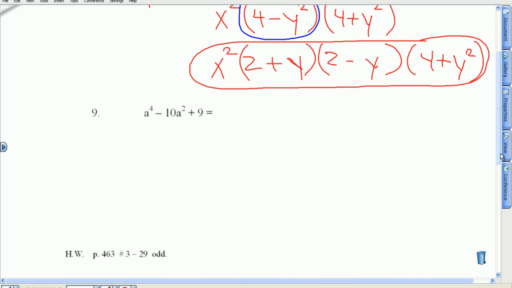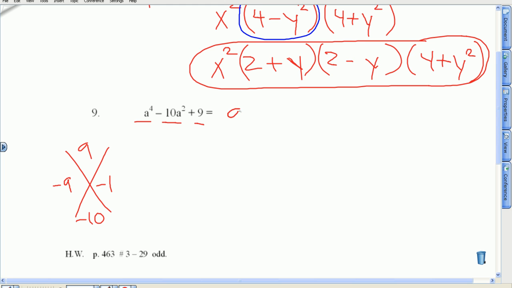Alright, last but not least, a to the fourth minus 10a squared plus 9. There's no number in front of a to the fourth except for 1. There's no a after the 9. So as far as I can tell, there's no way to factor out a GCF. So let's get right into our puzzle. AC is 9, B is negative 10. Factors of 9 that add to be negative 10 are negative 9 and negative 1.